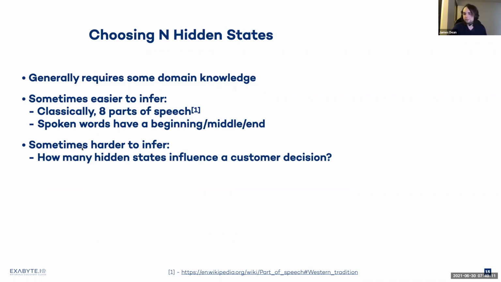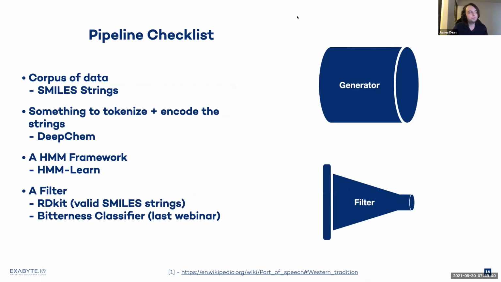Sometimes this is a little bit harder to infer and up for interpretation. For example, if we were trying to predict a customer's decision over time, the question would be, how many hidden states influence a customer's decision? It's an open question that might not be easily determinable, and we would just have to make a guess and see what delivered the most accurate results. And so choosing the number of states is definitely one of the main parameters that we can tune in a hidden Markov model.